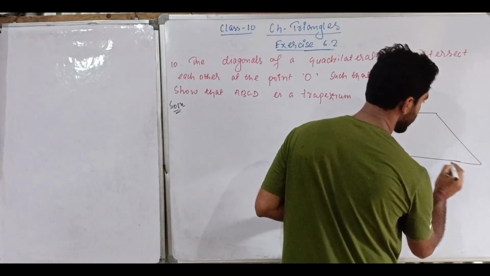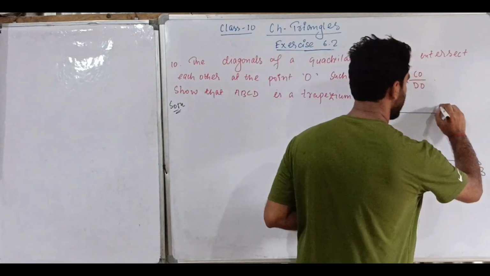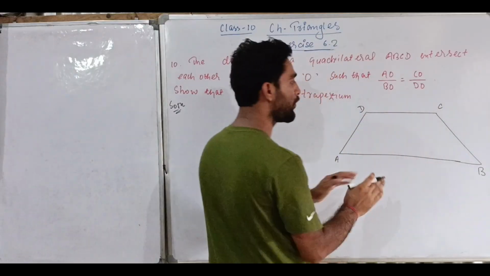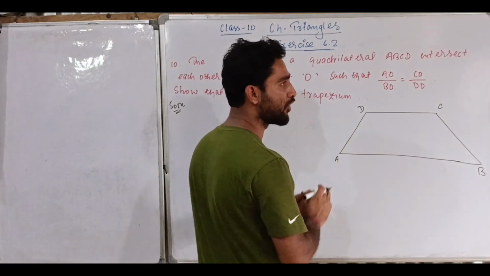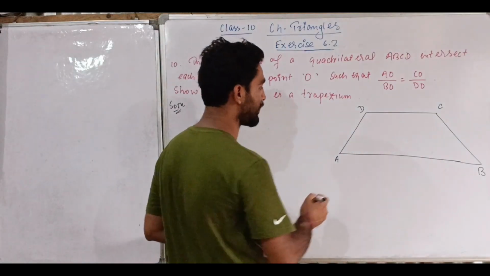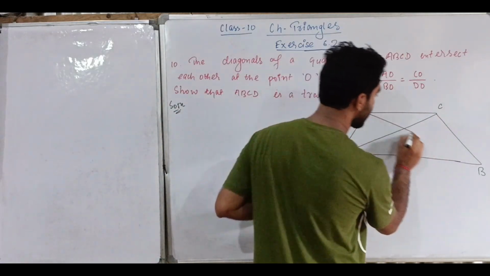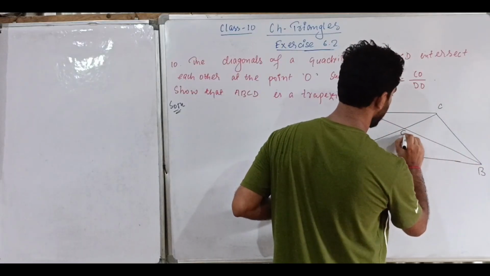So one quadrilateral is given. Quadrilateral ABCD. Now we don't know whether it's a trapezium or not. So we have to prove that this quadrilateral is a trapezium. Its diagonals intersect each other at point O.